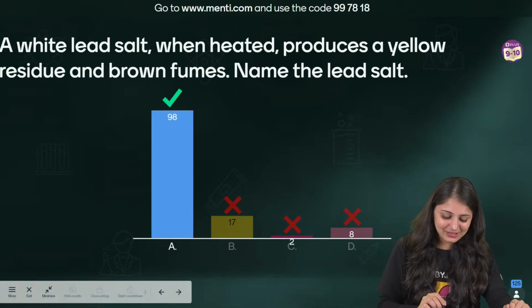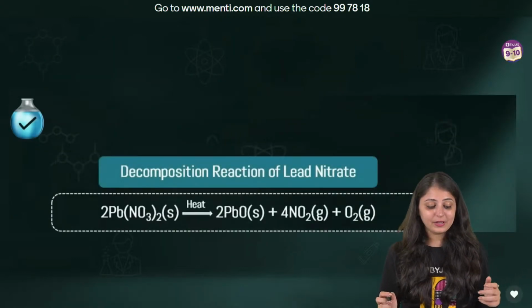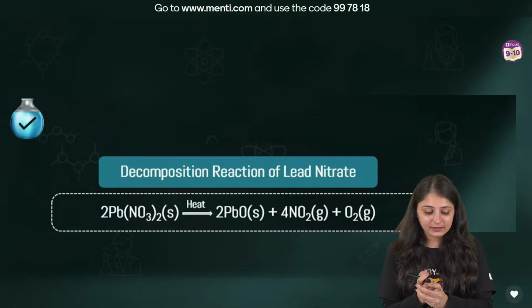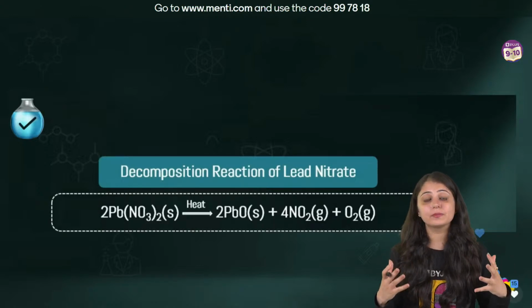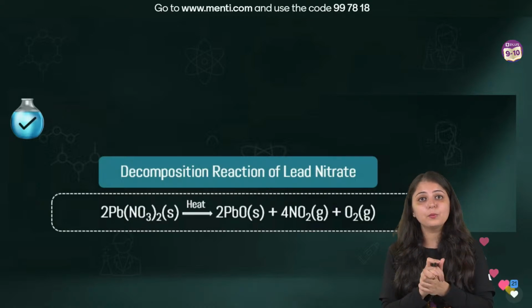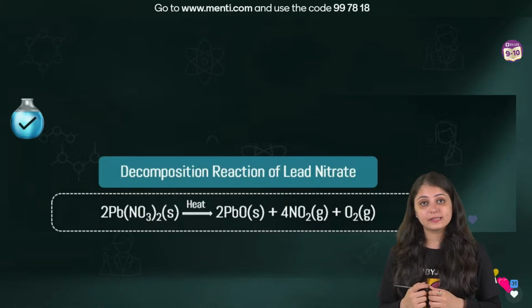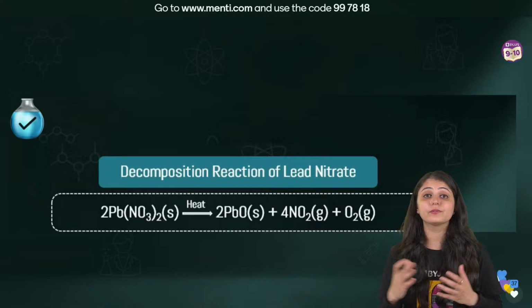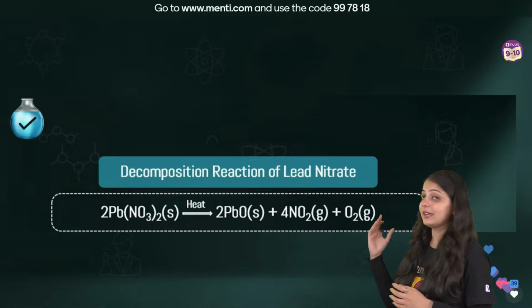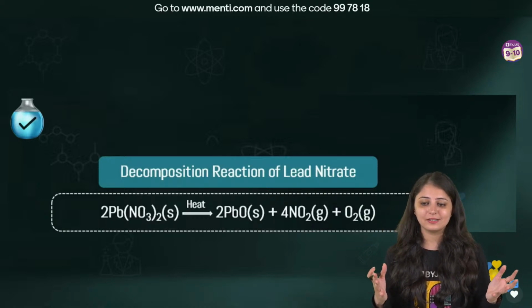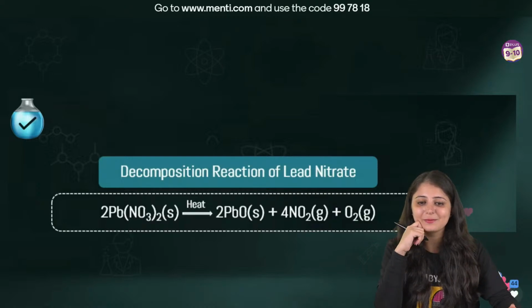Okay, let's look at this equation to understand it better. So you have lead nitrate that's white in color, right? When you heat it, thermal decomposition is taking place. A yellow precipitate of lead oxide is being formed. Brown fumes of nitrogen dioxide are also being formed, and we all know oxygen is colorless. So these are the products that are being formed.